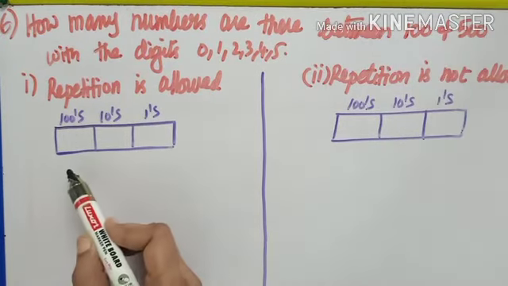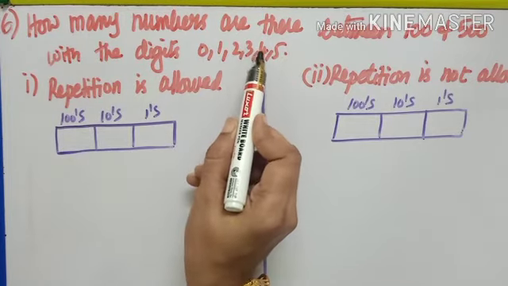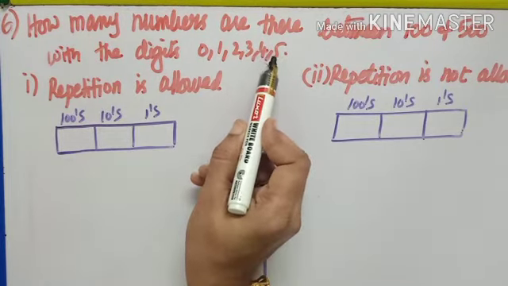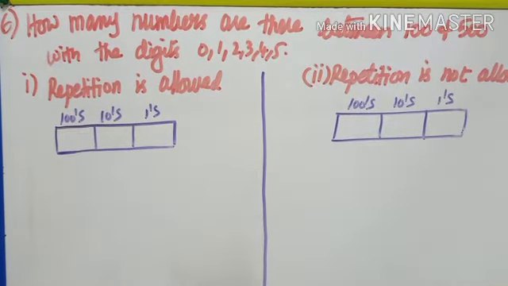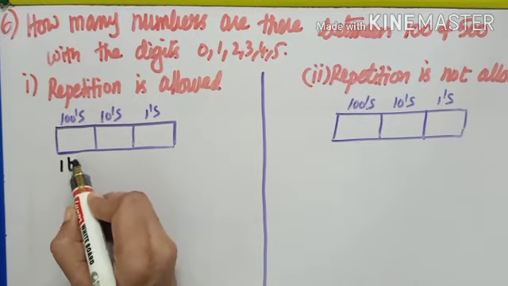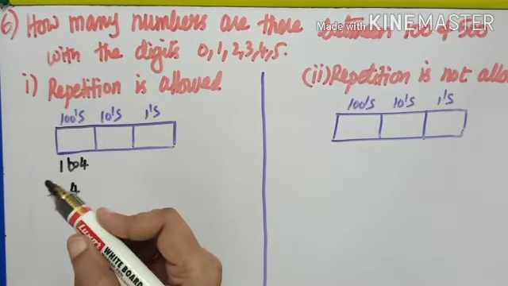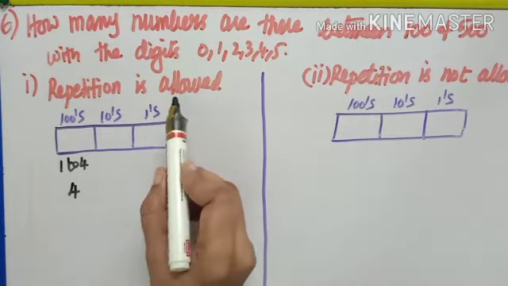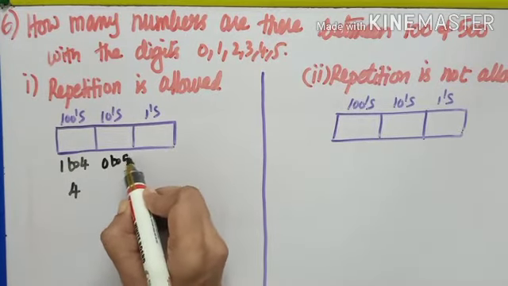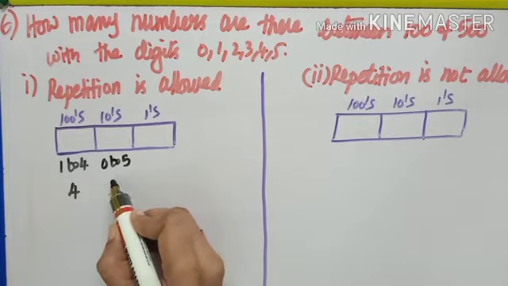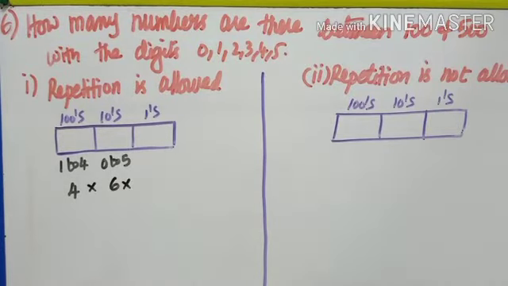So, first place, 0 should not come obviously. 1, 2, 3, 4 can come. I cannot start with 5 because my question is up to 500 only. So this place 1 to 4 only can come. How many ways? 4 ways. Tens place no restriction. Repetition is allowed. 0 to 5 any number can come. So 0 to 5 my answer will be 6 ways. 0 to 5 if you count there are 6 ways.